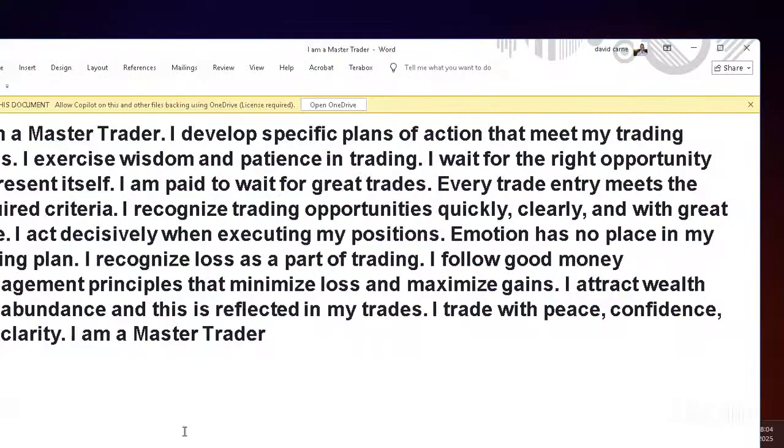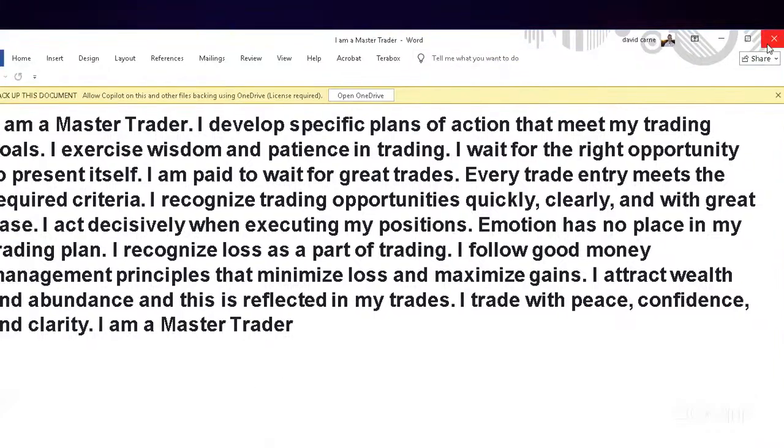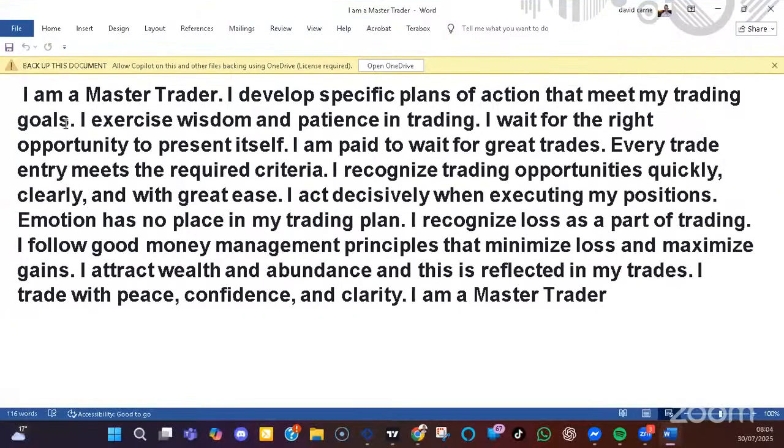This thing I wrote out for myself. I am a master trader. I develop specific plans of action that meet my trading goals. I exercise wisdom and patience in trading. I wait for the right opportunity to present itself. I am paid to wait for great trades. Every trade entry meets the required criteria. I recognize trading opportunities quickly, clearly, and with great ease. I act decisively when executing my positions.